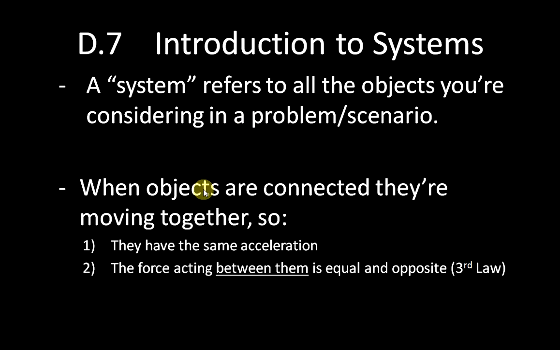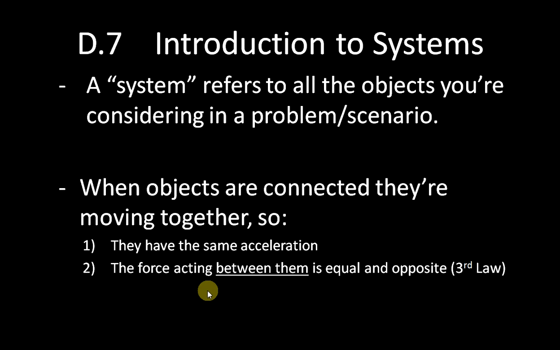Okay? A couple things that are really important to consider when you're dealing with objects in a system, and more specifically, when objects are connected. When objects are connected, they're moving together. So that means 2 things. One, they're going to have the same acceleration. If they're both moving together, whether they're connected by glue or by string, whether they're just being pushed against one another across a flat surface, they're both going to be moving together, so they must have the same acceleration.